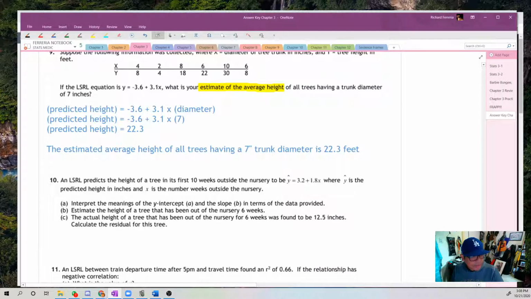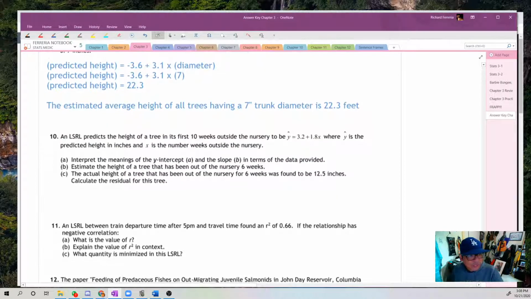Moving on to 10, we have a least squares regression line that predicts the height of a tree in its first 10 weeks in a nursery to be y hat equals 3.2 plus 1.8x, where y hat is the predicted height, and x is the number of weeks outside the nursery. So now we're looking at multiple part questions. So first, we're going to interpret the meanings of the y-intercept and slope.